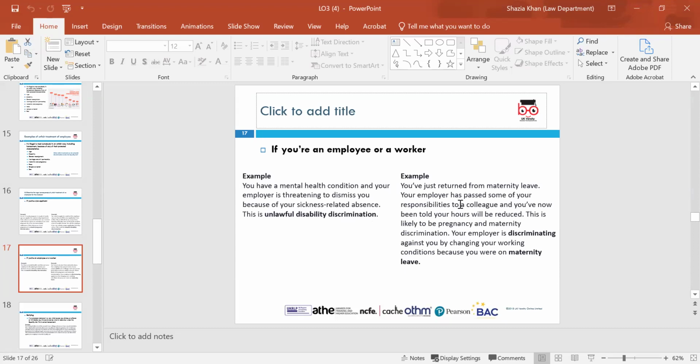Another example is you've just returned from maternity leave. Your employer has passed some of your responsibilities to a colleague and you've now been told that your hours will be reduced. This is likely to be pregnancy and maternity discrimination. Your employer is discriminating against you by changing your working conditions because you were on maternity leave.